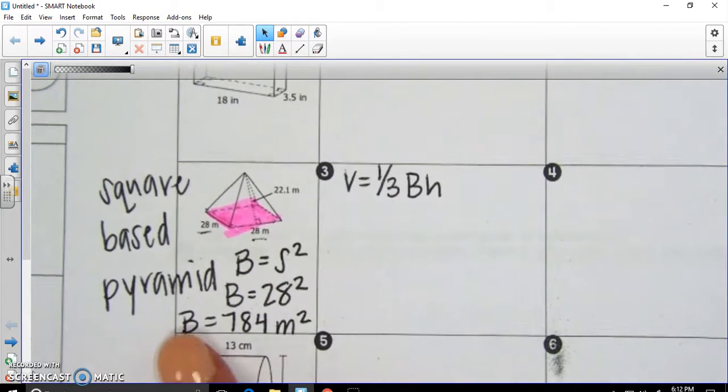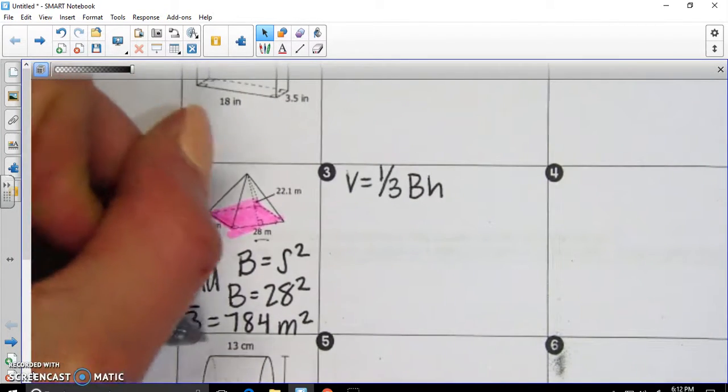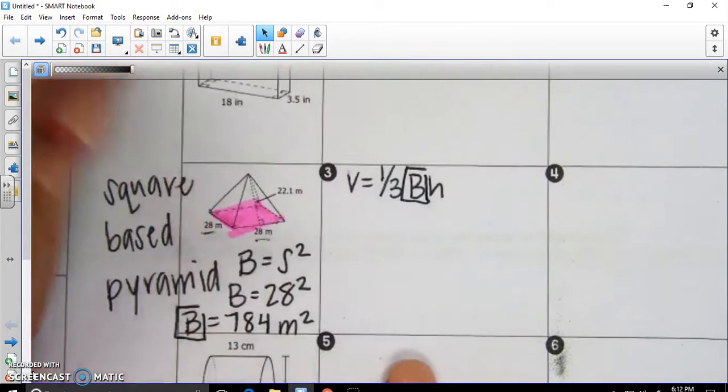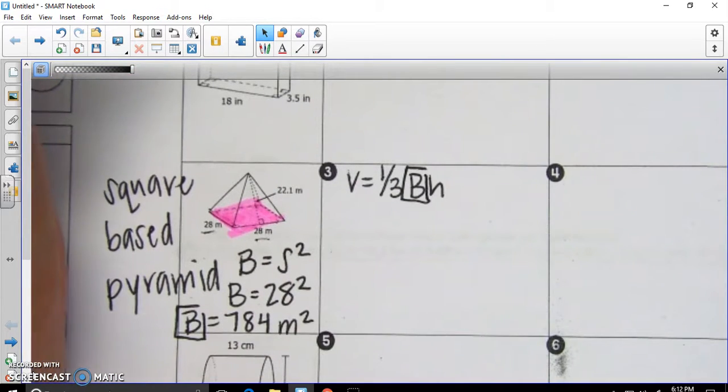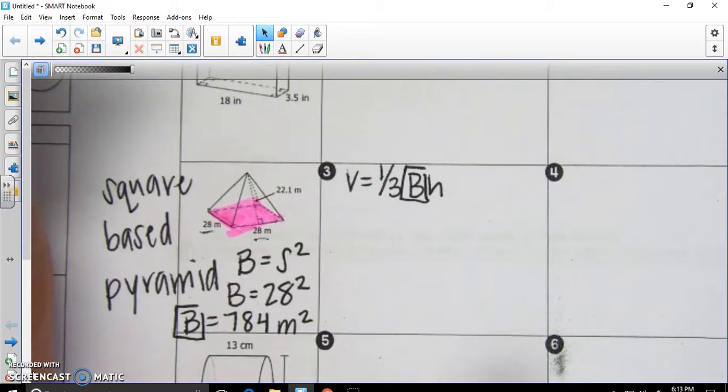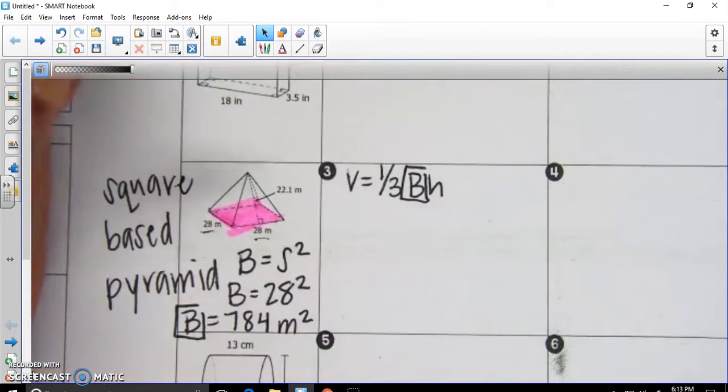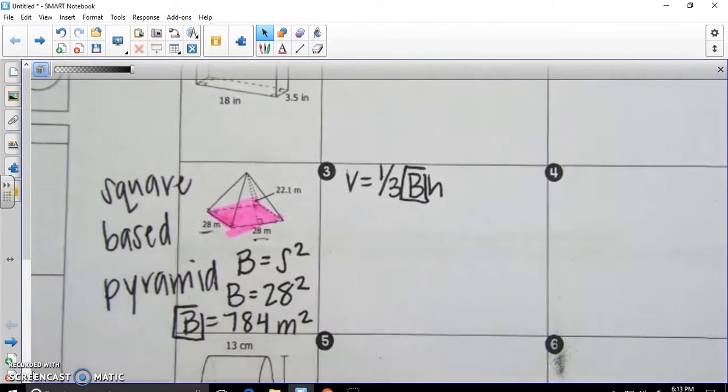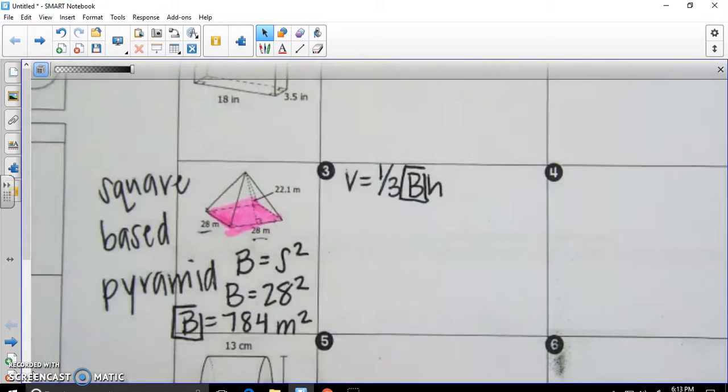Okay? So that's going to be really important. That's what we're going to plug in to capital B in our volume formula, and it also will come into play in our surface area formula. So the next thing we need to know is what's the height? How tall is this pyramid?